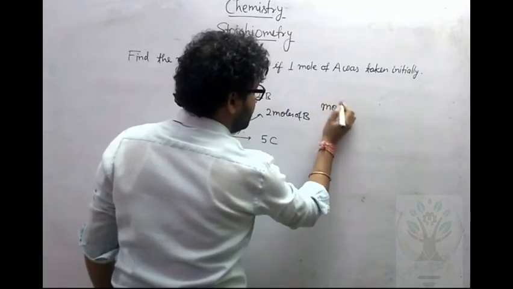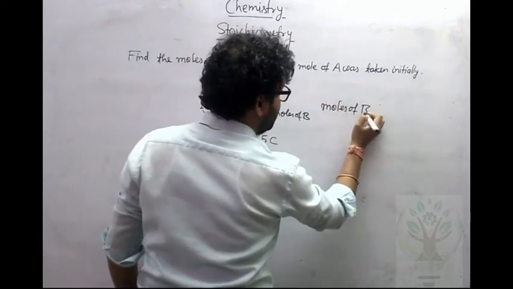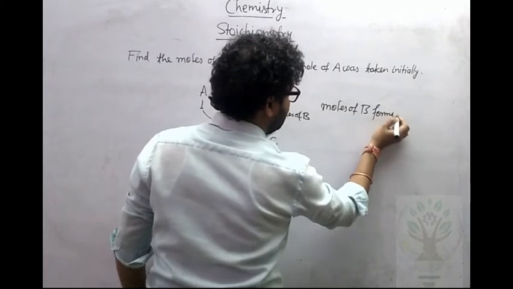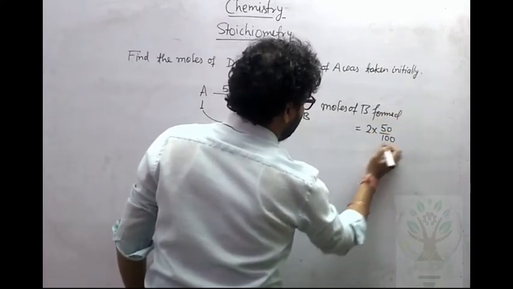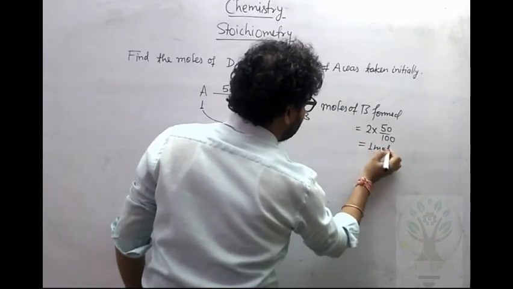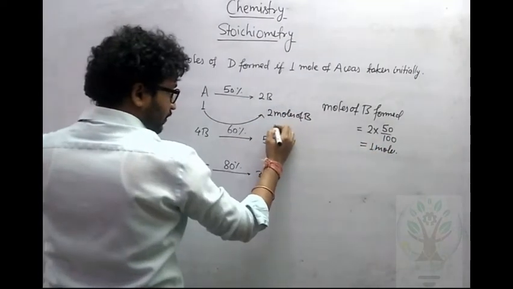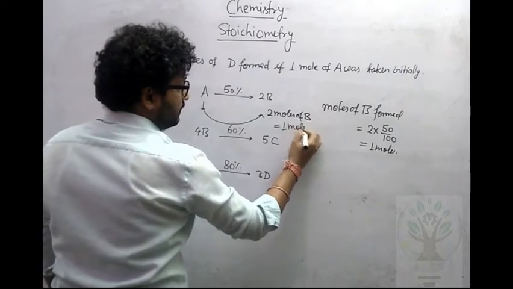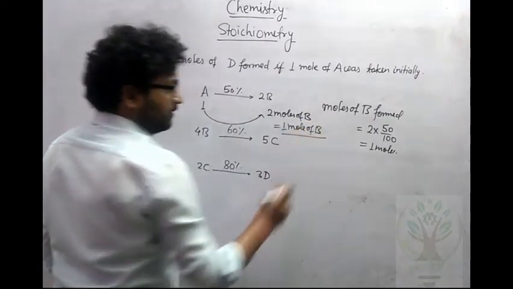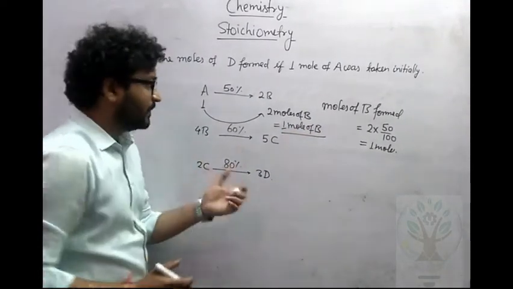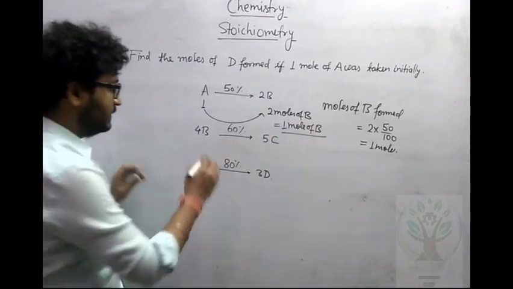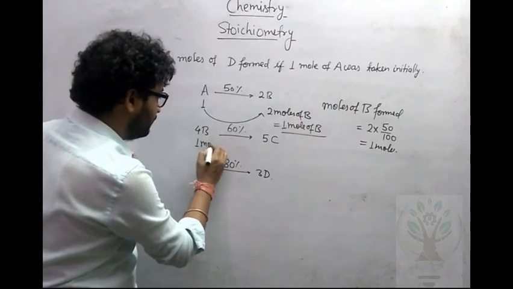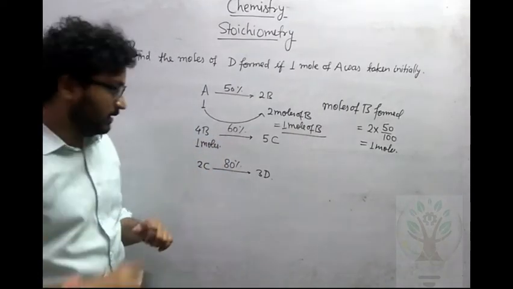Let me write like this. The moles of B formed equals 2 into 50 by 100, coming as 1 mole. Is actually how many moles you got here? You got just 1 mole of B. I think it is clear to us. Good. Now, whatever moles you got here will be written here. See, you got how many moles of B? 1 mole. Now think about this.